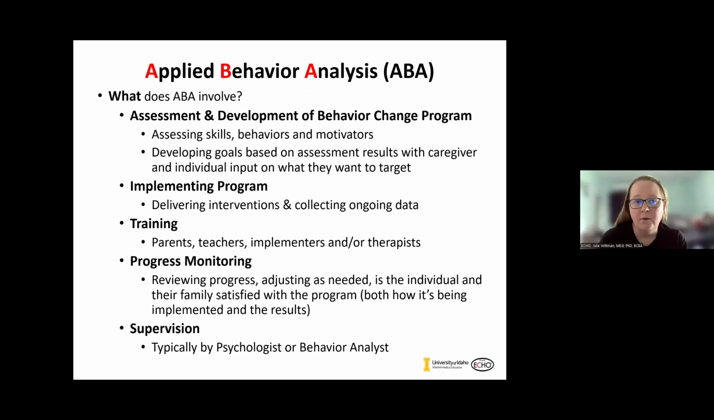ABA should always start with an assessment and developing that behavior change program. So looking at previous assessments and then specifically individual skills assessments, developing goals based on those results with, again, the caregiver and the individual having input on what they want to target, what is most important for them, and what's their priority. Then implementation of that program, so delivering those interventions and collecting ongoing data.